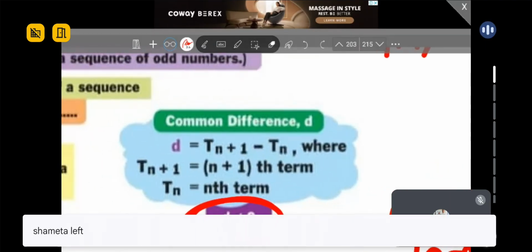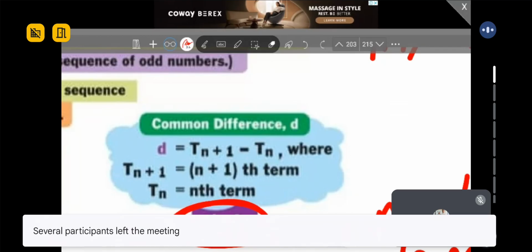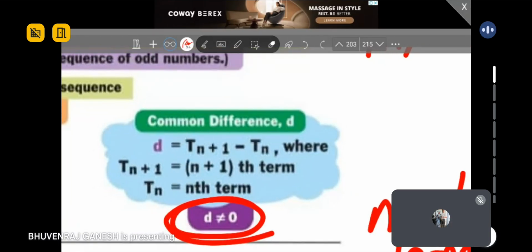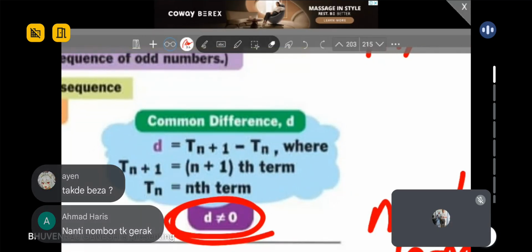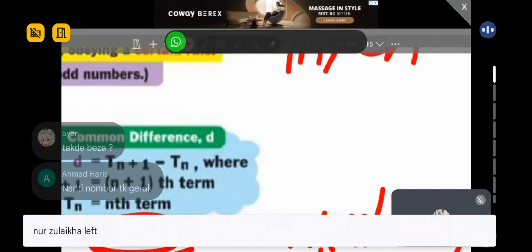Kenapa? D tak boleh sama dengan kosong untuk janjang aritmetik. Siapa boleh terangkan? If you can explain this, means that you understand lah. Kamu faham. So kenapa yang ni tak boleh? Very good lah. All the numbers will be the same. Correct.